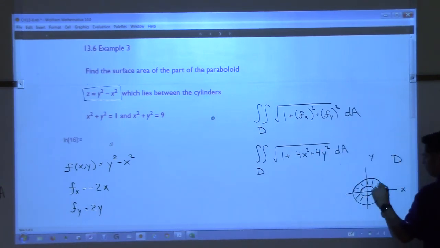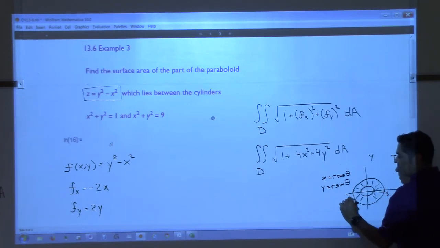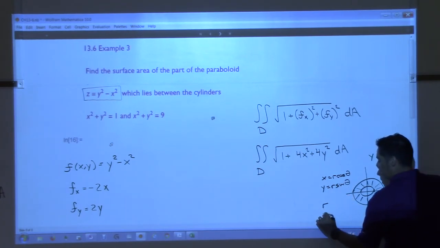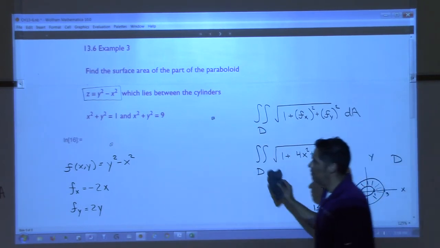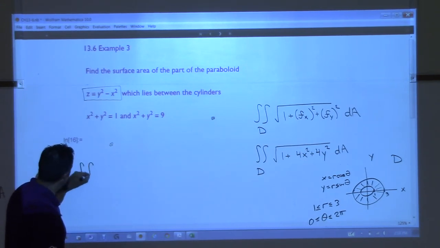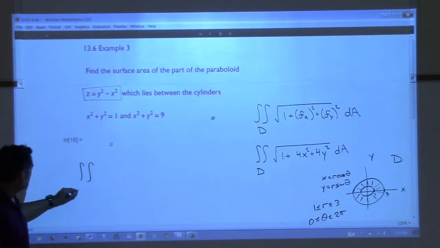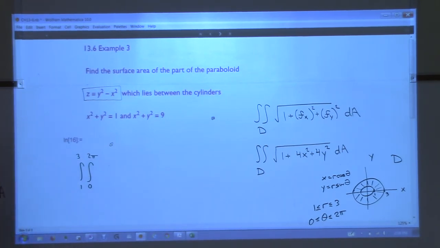Well, in this region, x is going to become r cosine theta, y is going to become r sine theta. We all know this, yes? The restrictions on r and theta will now become r goes from 1 to 3 and theta goes from 0 to 2 pi. So we're going to go to polar here, and then we rewrite the integral. Now we can put our limits of integration. It doesn't matter which order we go in. If you want 0 to 2 pi on the outside, that's completely up to you.